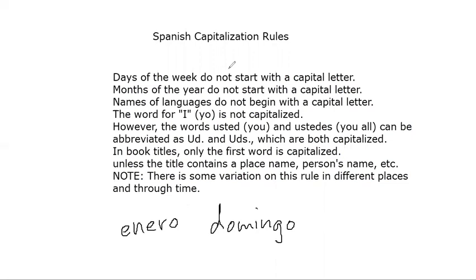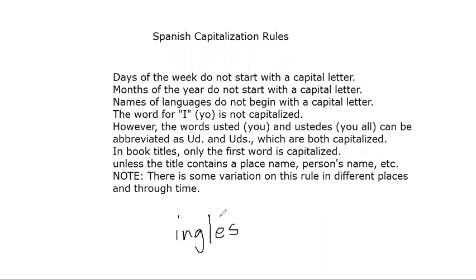Also, names of languages do not begin with a capital letter. So in English, we would write English with a capital E. We would write Spanish with a capital S, but not in Spanish. So the Spanish word for English is inglés, lowercase I-N-G-L-E-S with an accent mark. The word for Spanish, of course, is español, E-S-P-A-N with a tilde on it, O-L. Neither one of those has a capital letter. No other language does either. So again, a little bit of a difference from what we're used to.